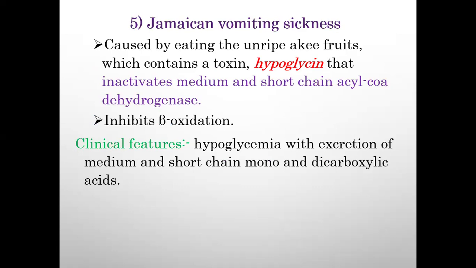toxin, hypoglycin, that inactivates medium and short chain acyl-CoA dehydrogenase. So this is caused by taking this toxin from unripe ackee fruits, and it inactivates the enzyme, so it inhibits beta oxidation. Clinical features include hypoglycemia with excretion of medium and short chain mono- and dicarboxylic acids.